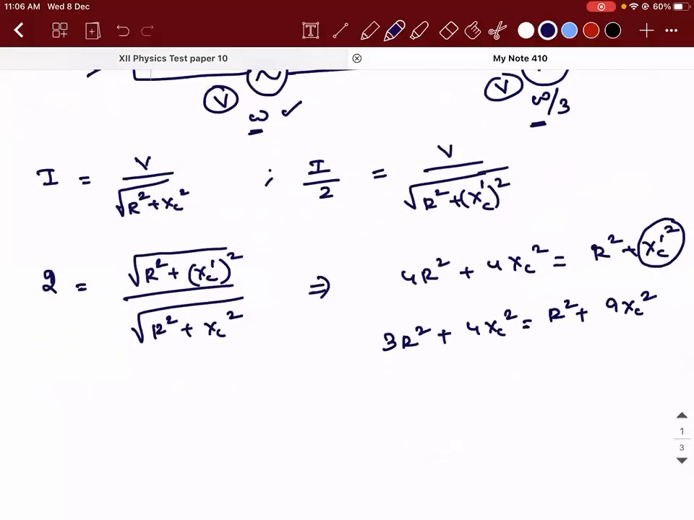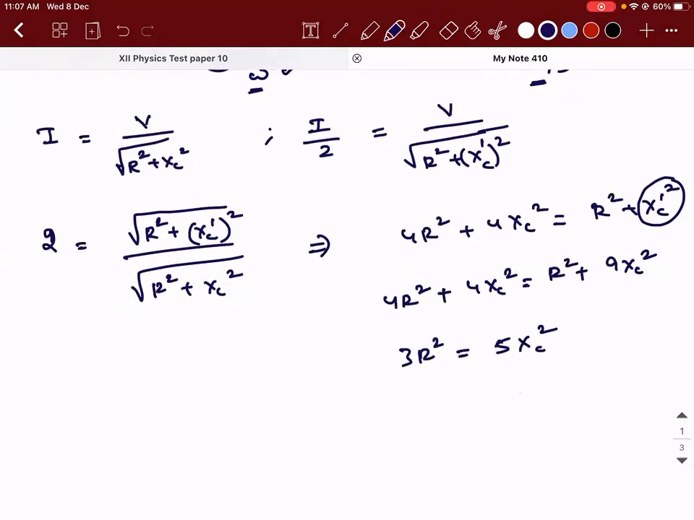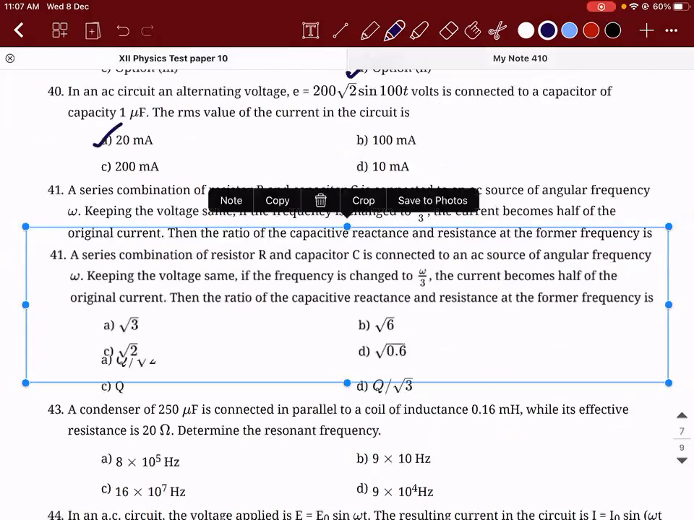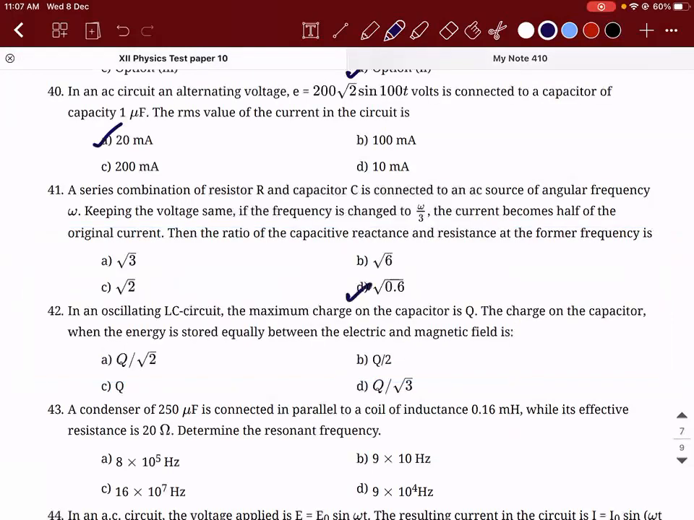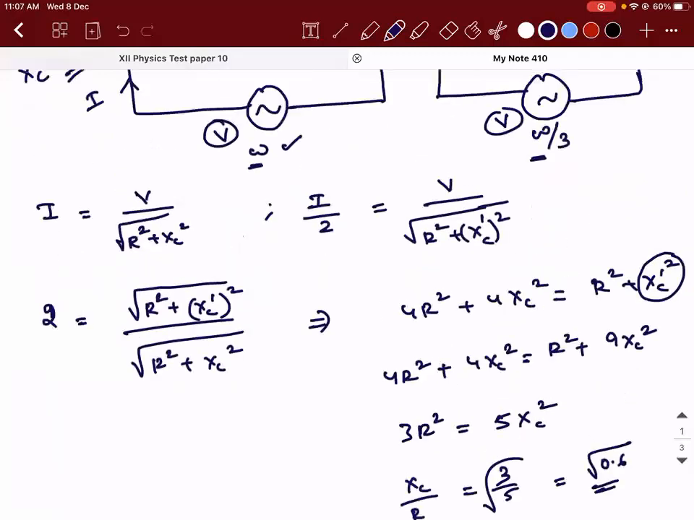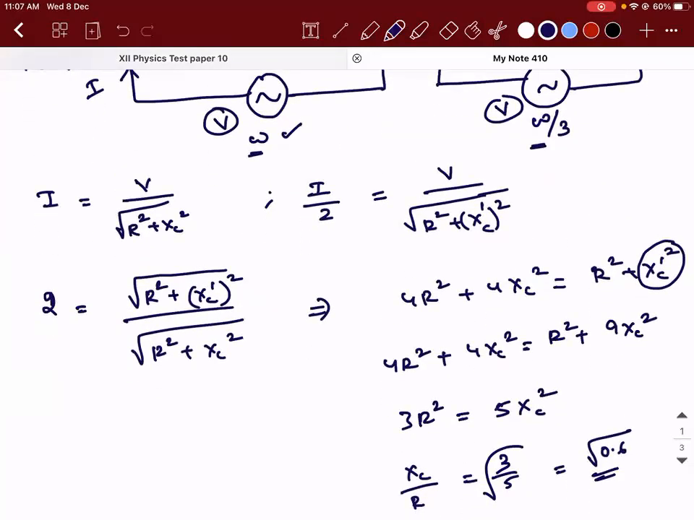Oh, I made a mistake. One minute. There's 4R square. Now it will become 3R square is equal to 5 times XC square. So XC divided by R is equal to 3 divided by 5 under a root. So 3 divided by 5 under a root will be root of 0.6. Guys, everyone clear with what I did? If something comes like this, you should be in a position to attend it tomorrow.